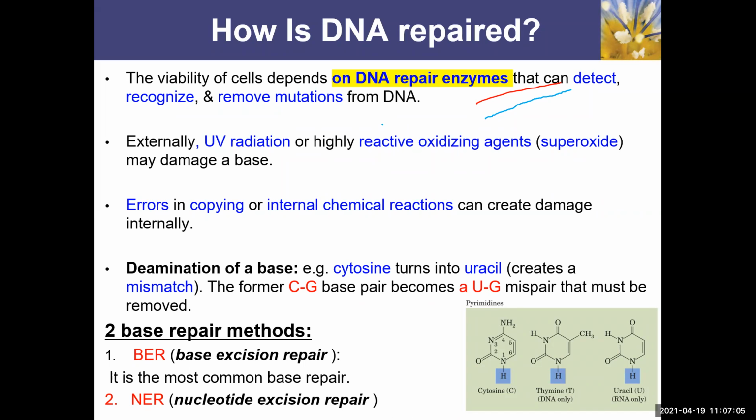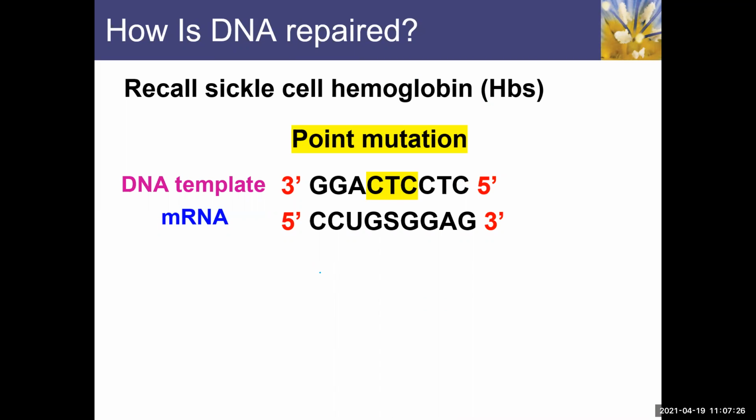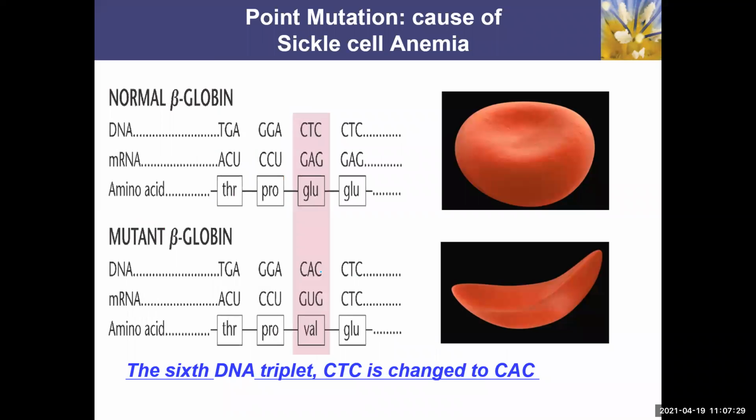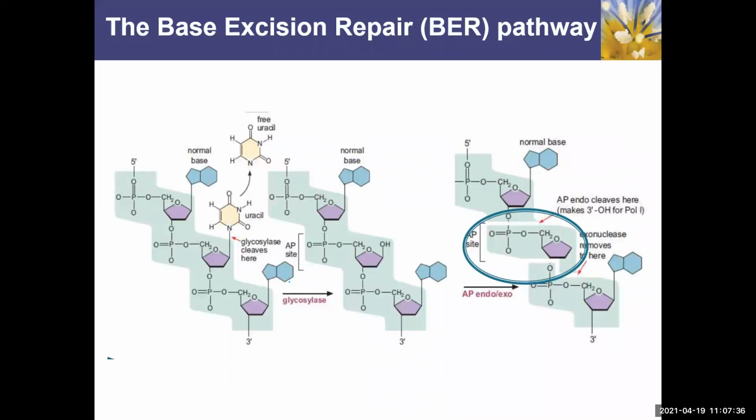But if this mistake is not repaired as early as possible, then it can cause various mutations in the cell, right? And the two basic types of the repair mechanisms are the base excision repair and the nucleotide excision repair. What is basically the difference between the two? In the base excision, if there's a wrong base which is incorporated, as you remember, I told you that this diagram is very easy to memorize, right?